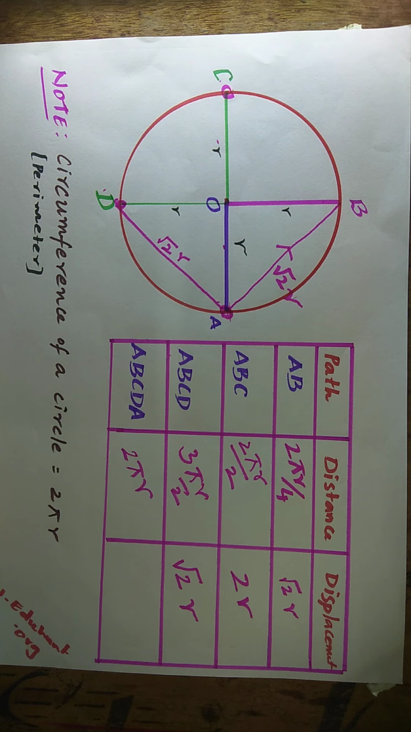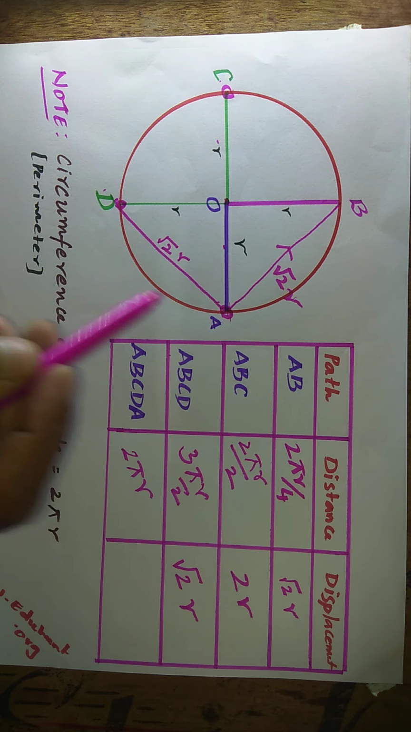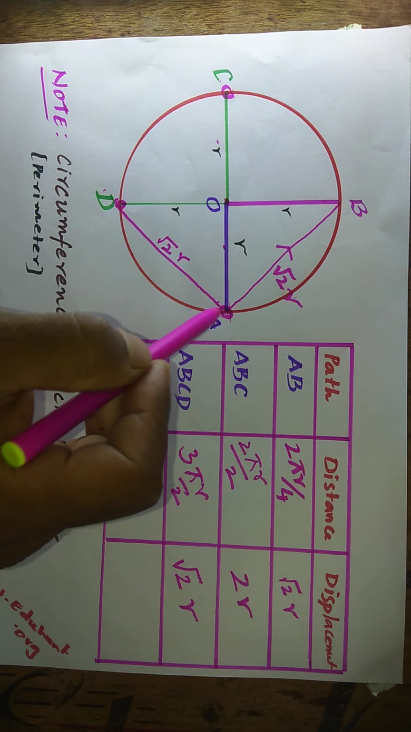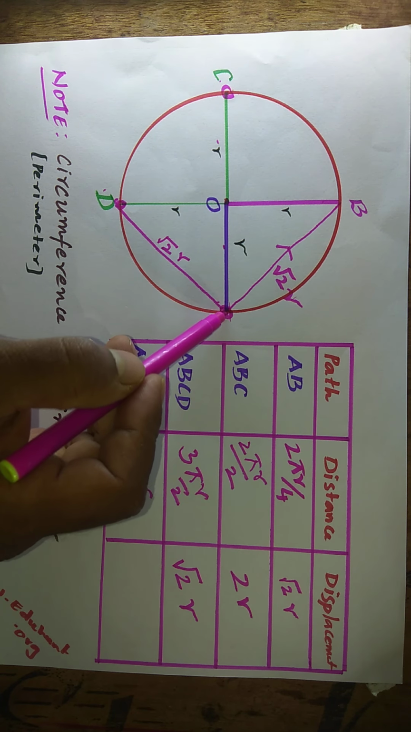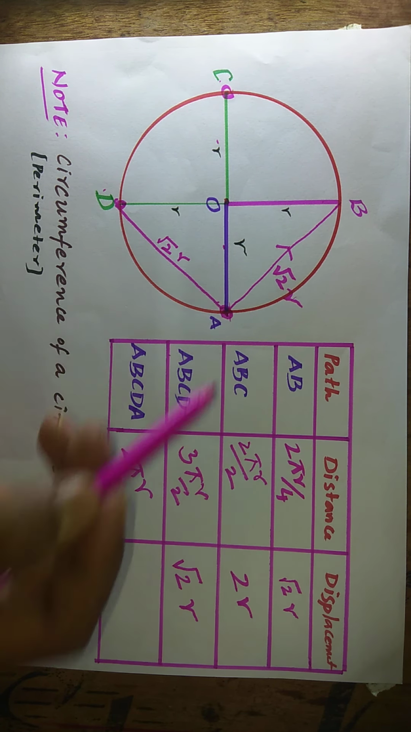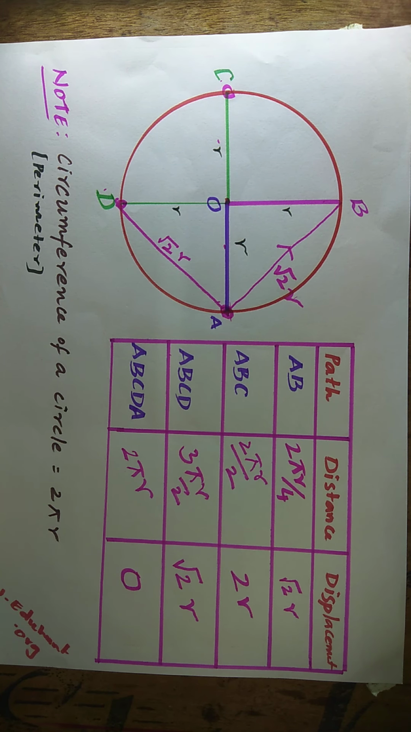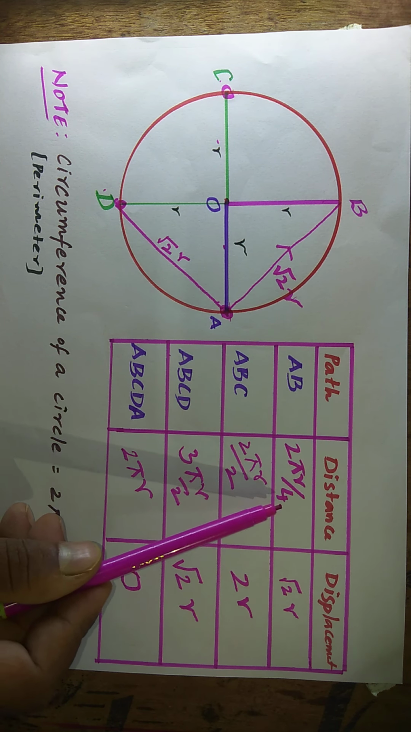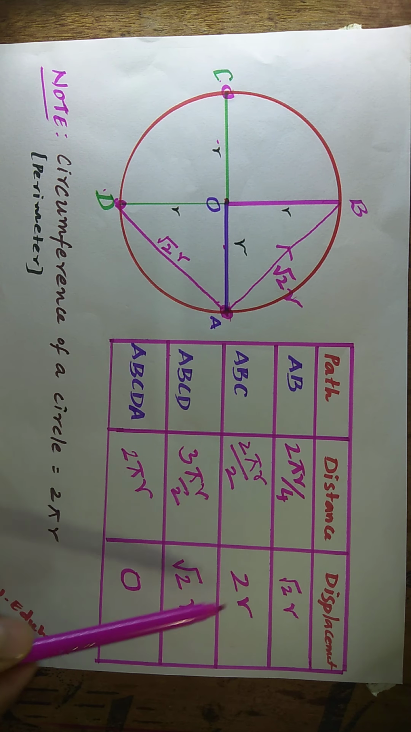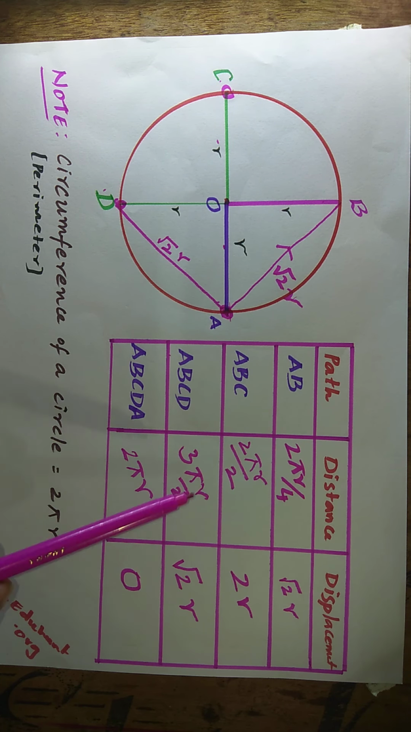Next, what is his displacement? The initial point is A, the final point is A. So, the displacement is the shortest path between the 2 points A and A, that is why it is 0, which means displacement can be 0 also. From all the figures you can find that in this case displacement is always less than the distance. In some cases displacement can be equal to distance, we can discuss them later. Now, let us look at the next problem.